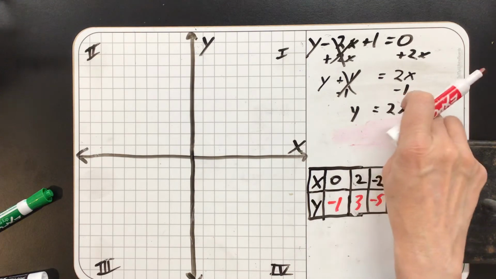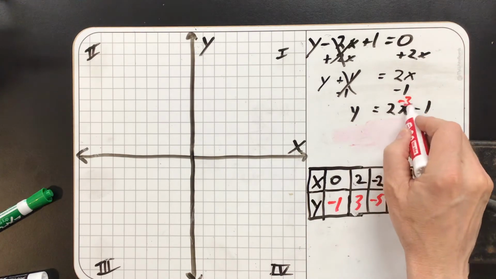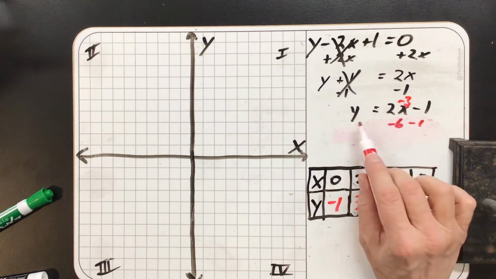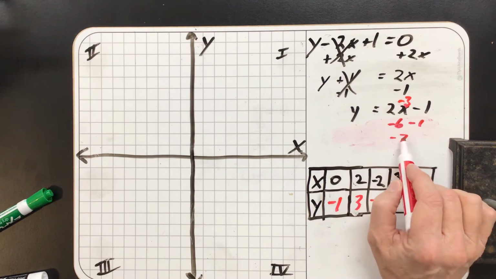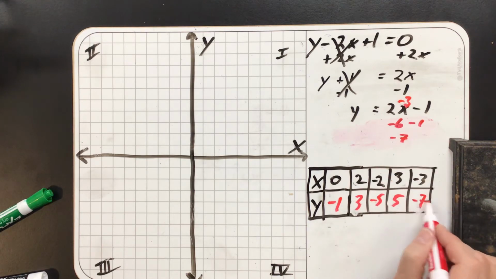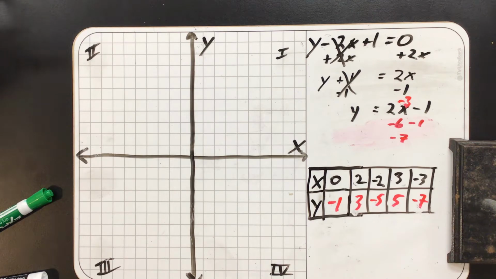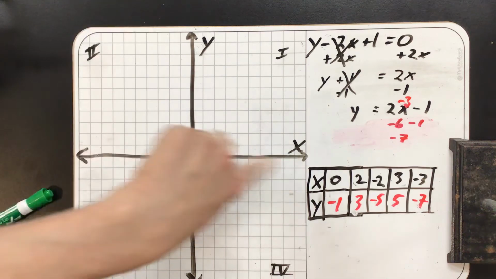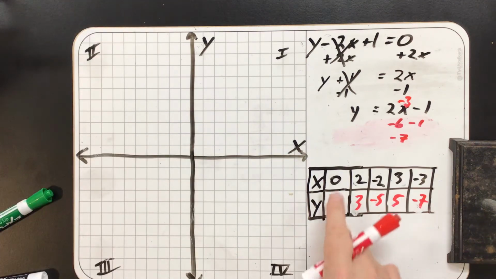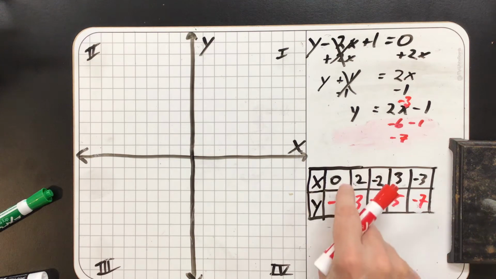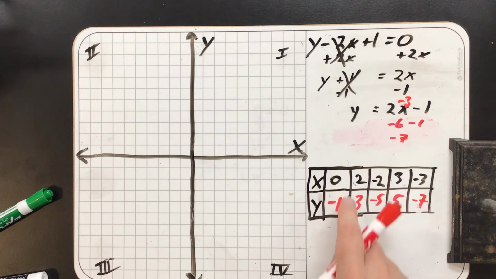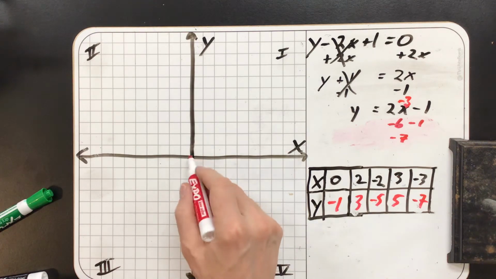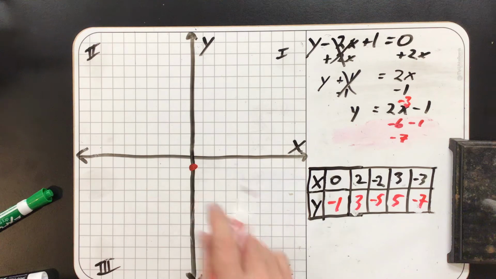Okay. And then I will plug in negative 3. So 2 times negative 3 is negative 6, minus 1. So y equals negative 7. Okay. And now I'm going to graph those. And remember, the y-axis is the vertical axis, the x-axis is the horizontal. And our points here are always x first and then y. So 0, negative 1. On the x-axis, 0. On the y-axis, negative 1. So that's our first point.